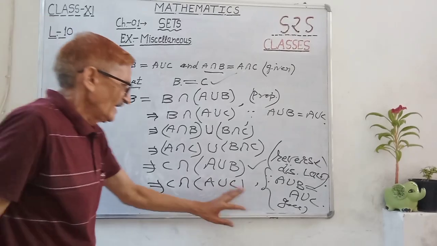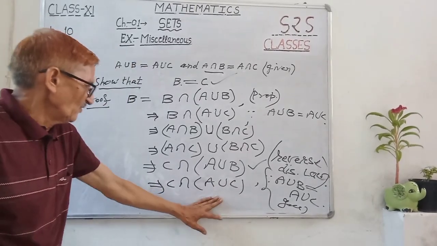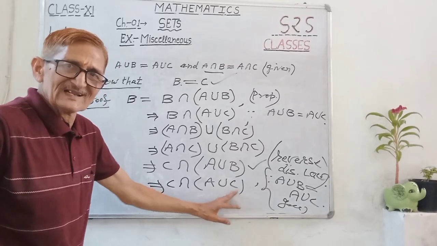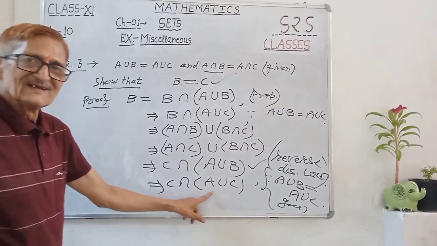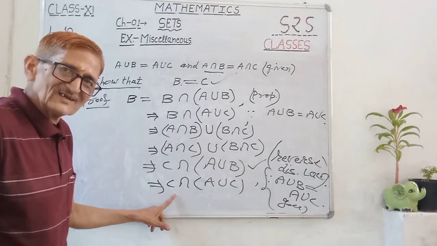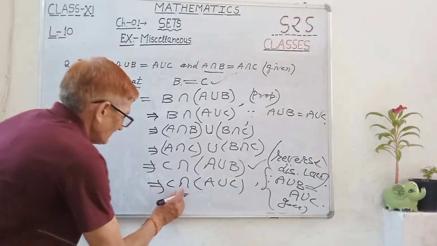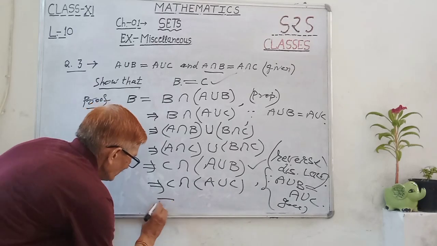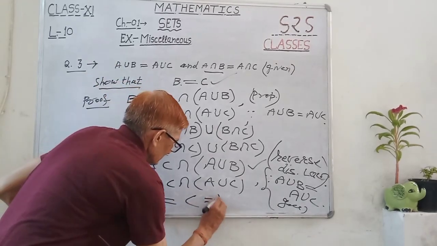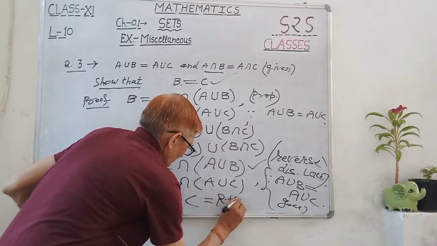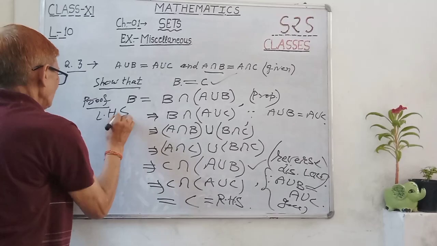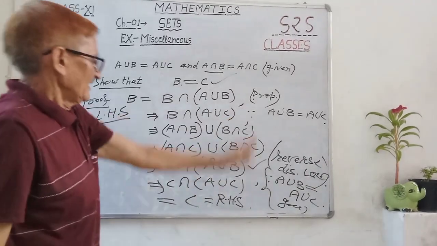Okay, again A union C used. Now C intersection A union C. In A union C, at least C will be there, and intersection with C. So C is common in this and this, so definitely it will be C. Okay, this is equal to RHS. This is LHS. Okay, hence proved.